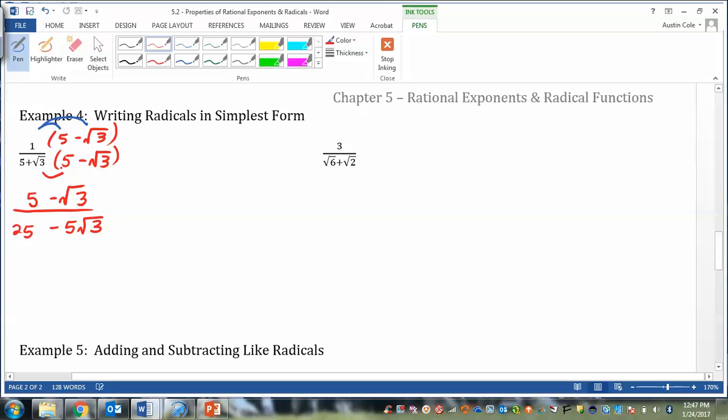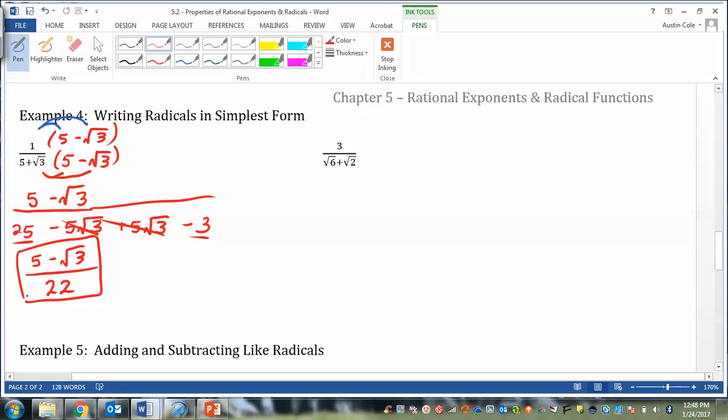Square root of 3 times 5 is positive 5 square root of 3. And then square root of 3 times negative square root of 3. Positive times a negative is going to be a negative. What's square root of 3 times square root of 3? 3. What happens here in the middle? They cancel, don't they? So those go away. So my answer then would be 5 minus square root of 3 over 25 minus 3, which is going to be 22.